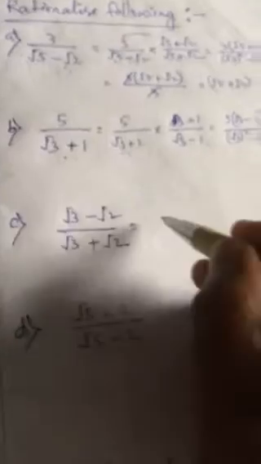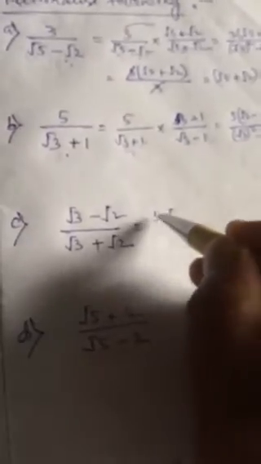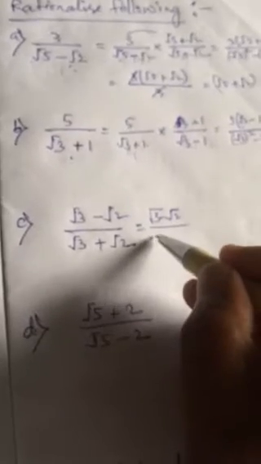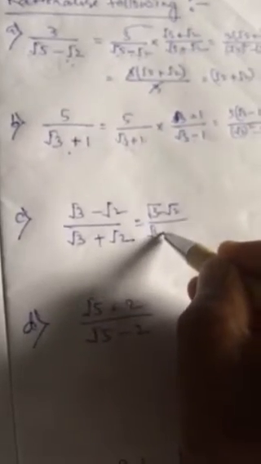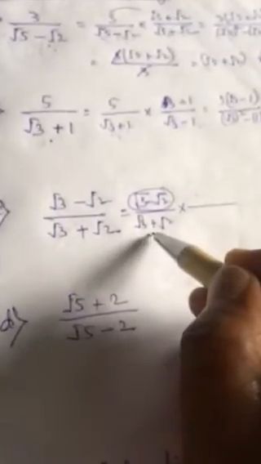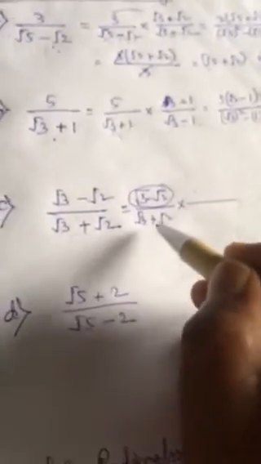Now you see here, root 3 minus root 2 over root 3 plus root 2. Always be very careful here. Now what will you do? You just ignore the numerator, and you multiply numerator and denominator both by its rationalizing factor. Its rationalizing factor is root 3 minus root 2. If there is plus, you have to multiply with minus.